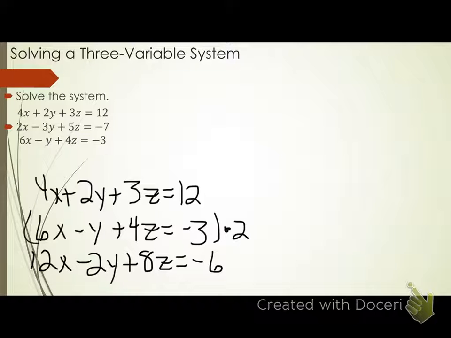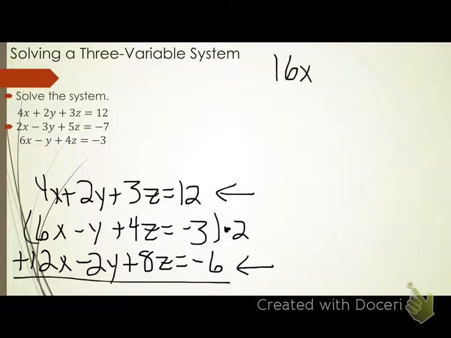In these two new equations, this top one and this third one, do my y's now have the same number in front of them? Yes. Do they have the same sign or different signs? Different, so do I add or subtract them? Add them. So I'm adding this top equation with this bottom equation. What's 4x plus 12x? 16x. My y's are eliminated.